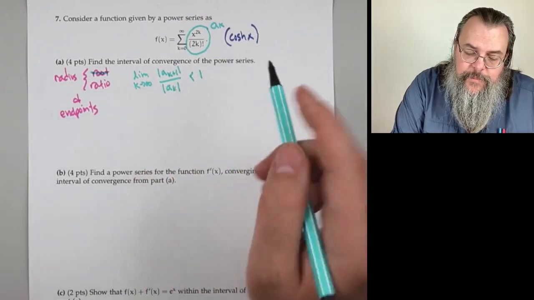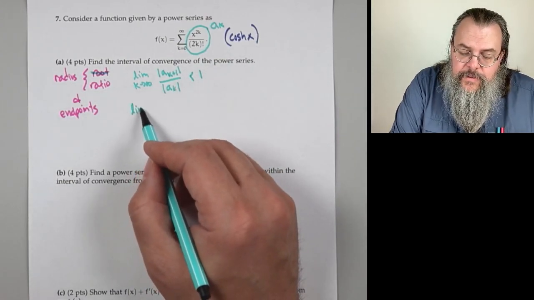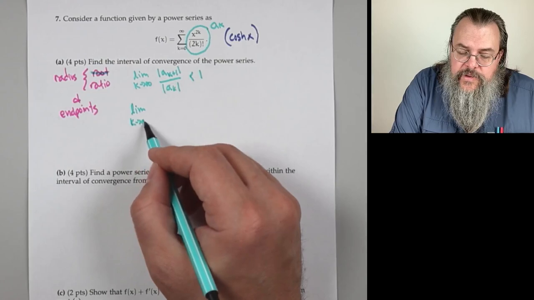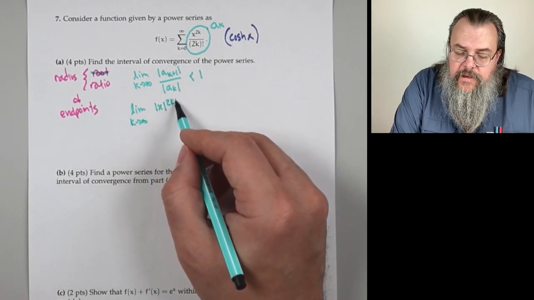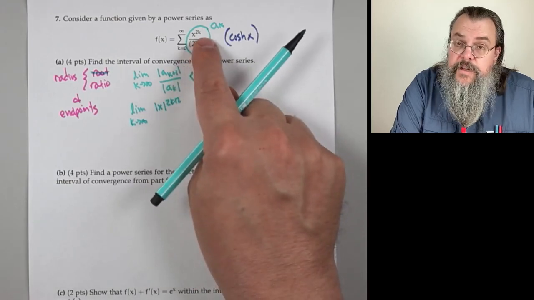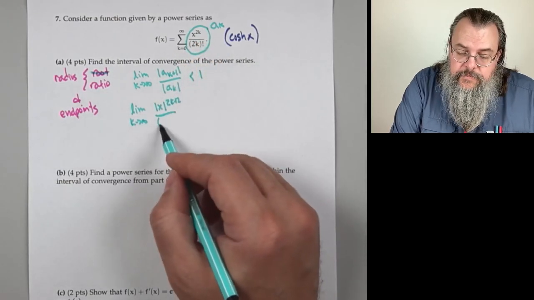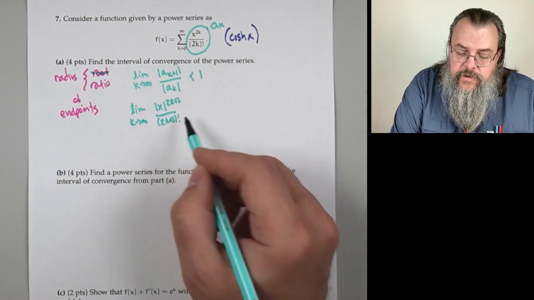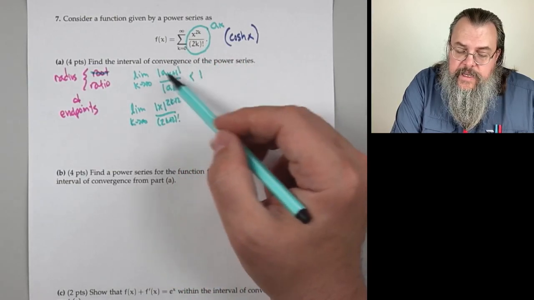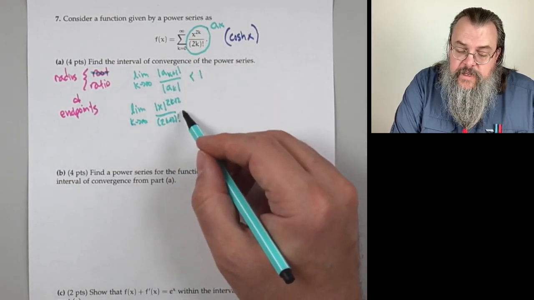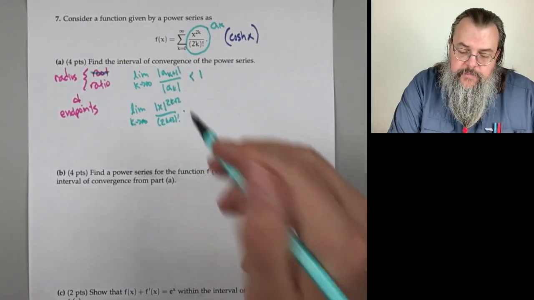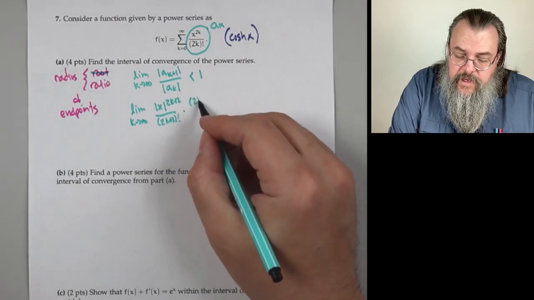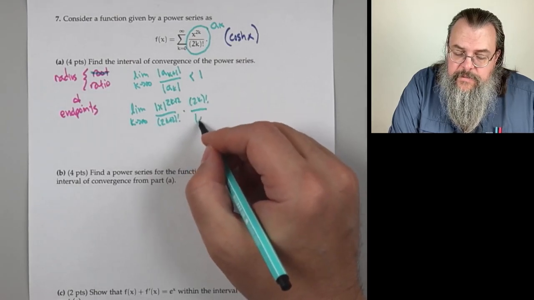Okay, so let's simplify our expressions. So we have the limit, k goes to infinity, of the absolute value of x to the 2k plus 2, because I'm going to put in k plus 1, over 2k plus 2 factorial. So here's our a sub k plus 1, times, and then this a sub k I'm just going to flip up, and so it'll become 2k factorial over the absolute value of x to the 2k.